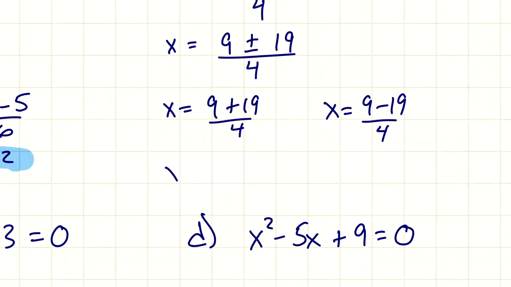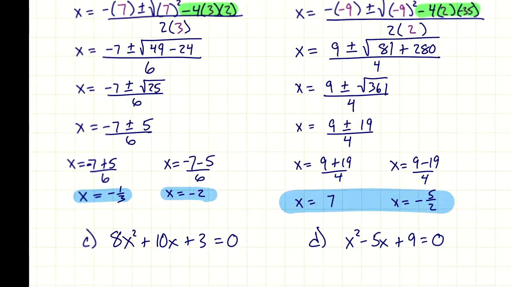This is going to be x equals 9 plus 19 is 28 divided by 4 is 7. That's a nice number. And x equals 9 minus 19, that's negative 10 over 4, which is going to be a negative. You could either leave it as a fraction, 10 over 4 reduces to 5 over 2, or you could write it as a decimal, 2.5.